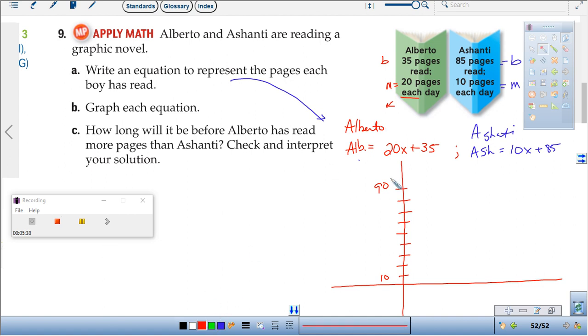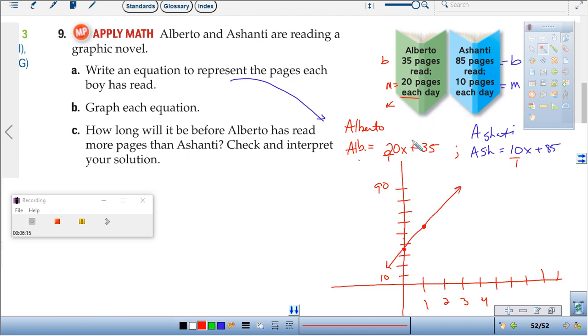So Alberto will start at 35. That's the starting point. 20 up. Okay, we're going to go over 1. I'm going to keep it real simple: over 1, and that's it. So I rise, run 1, and that's it. No big deal. So for this person, starting off at 35, you go 20 up, over 1.